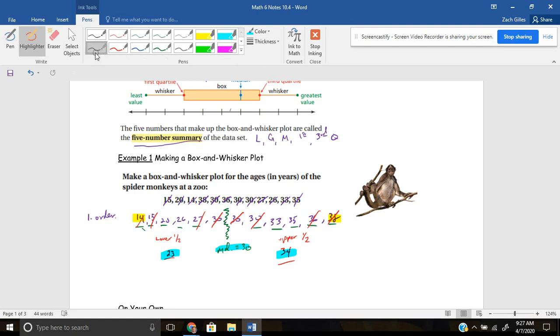I would say that's the most time-consuming part of a box and whisker plot, is finding those 5 numbers that are essential to making a box and whisker plot. What you need to do next is draw a number line that includes all of our numbers here. So I start with 14 and I end up with 38 here. I might go by 2s when I'm making my number line.